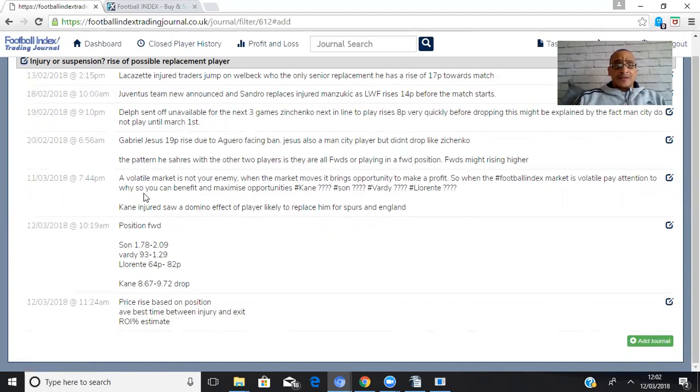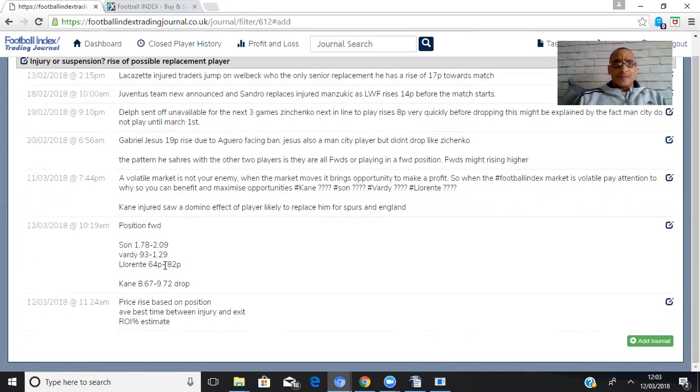Now, what I wrote was the price of the injury, so what price the player was at the time of the injury, and the peak price. Not to say that I got in at this price and got out at that price. This is just how far the rise happened. Okay, and I've also put Kane's drop to give a bit of perspective.